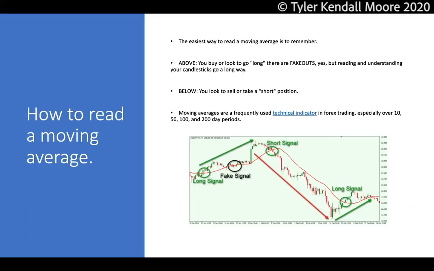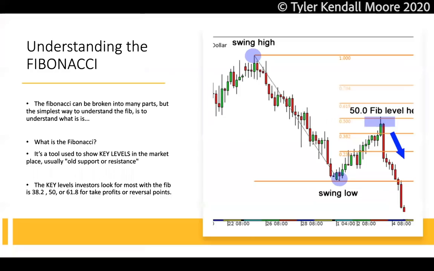All right, so moving averages are a frequently used technical indicator in Forex trading, especially over 10, 50, 100 or 200 day periods. Okay, so when they say day periods, they're talking about every single day it's printing another piece of that moving average. Every single day it's printing a candlestick. That's just looking at the moving average on the daily time frame. That's why it's saying over day periods. It could be hour periods, it can be minute periods. So it depends on where you're looking at that moving average. All right, moving along. All right, understanding the Fibonacci.